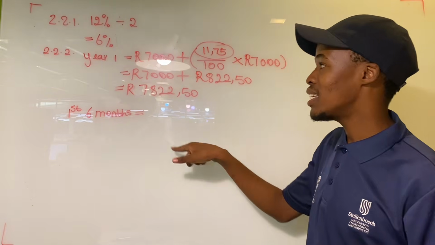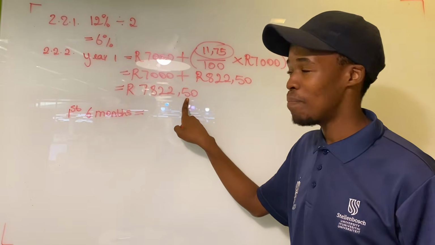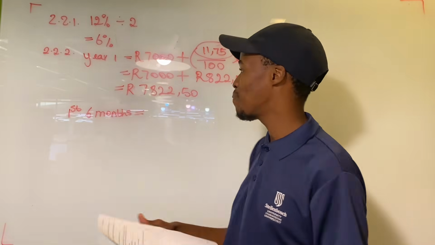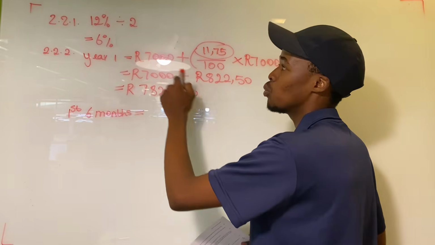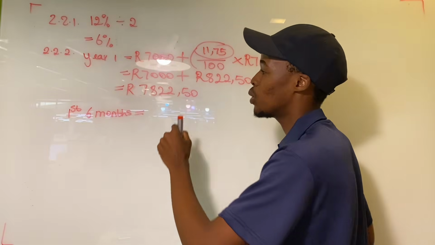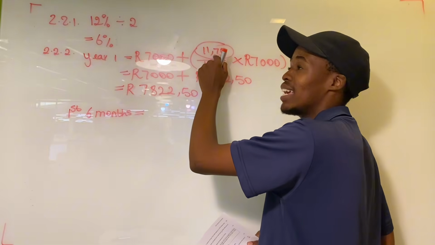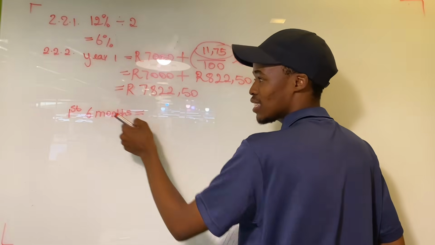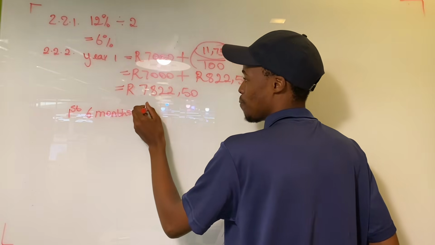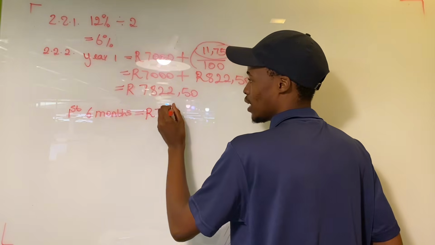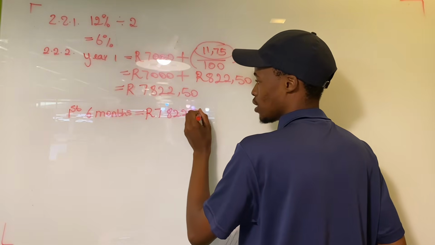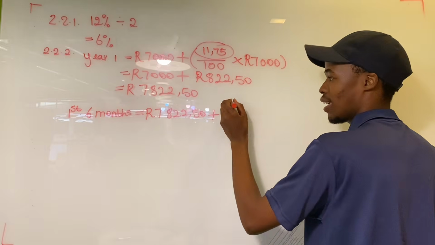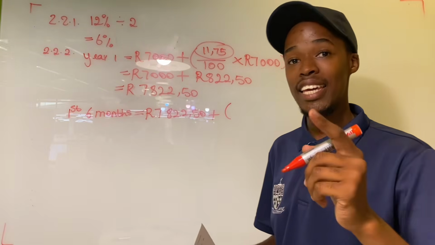Okay, it's basically his closing balance for the year and his opening balance for the second year. So we're going to use this amount. We're no longer working with 7,000, we're working with 7,000 and the interest for the first year. So for the first 6 months of the second year, it's going to be 7,822 rands 50 cents, plus, in brackets, we're calculating the interest.